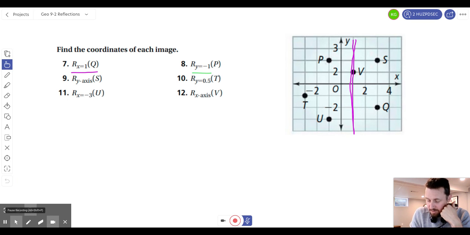You have y equals -1. That's going to be horizontal. Some of them are reflected over the x or y axis. Just use what you've learned about reflections to figure out where each of those points fall. And then we'll look at doing more complicated reflections after that.